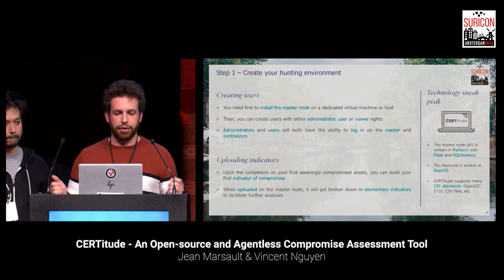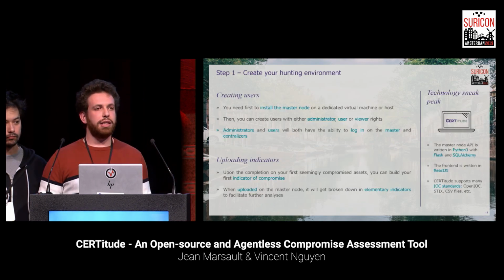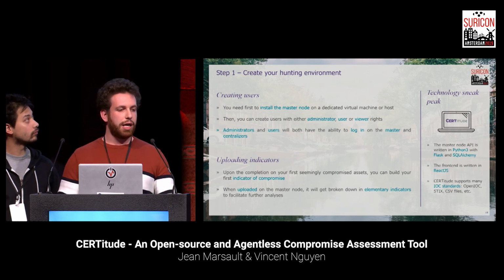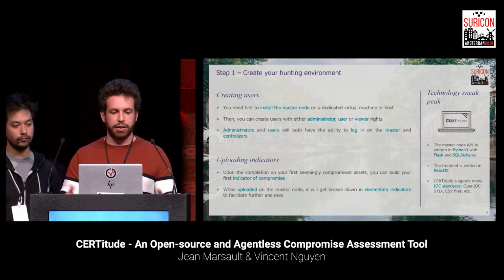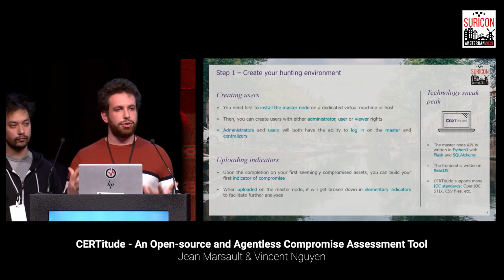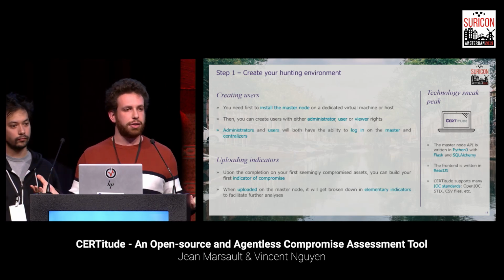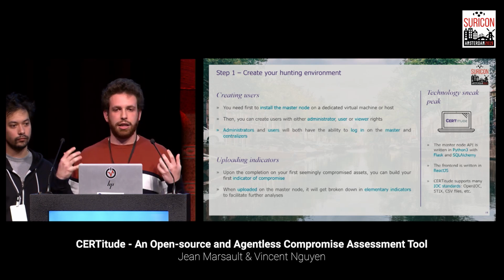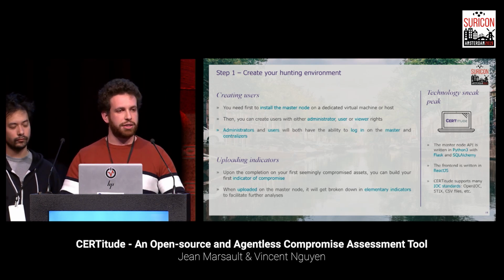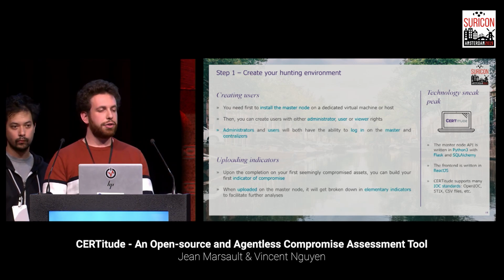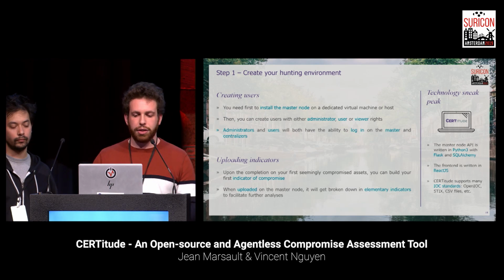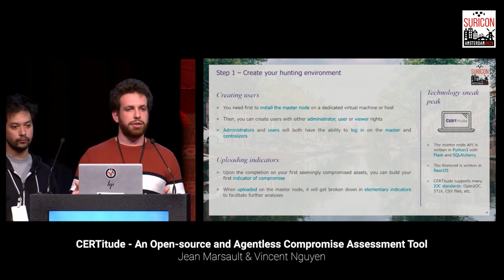So how does it work? If we dive into how we can use CERTitude, how you will install it and how you will use it during an assignment, the first thing that you need to do is configure your hunting environment. Basically, you start with only your master server, you install CERTitude, and you need to configure some things. So first, you need to install the master node, and then you will have to configure this master node.